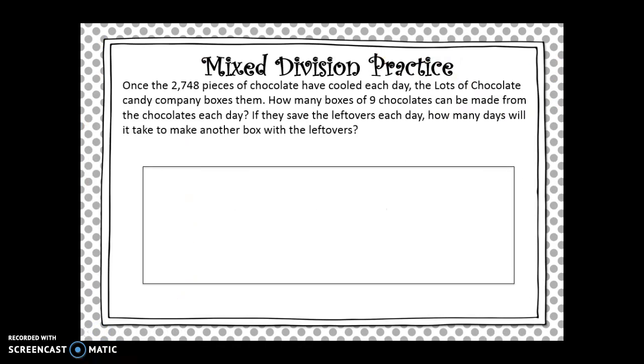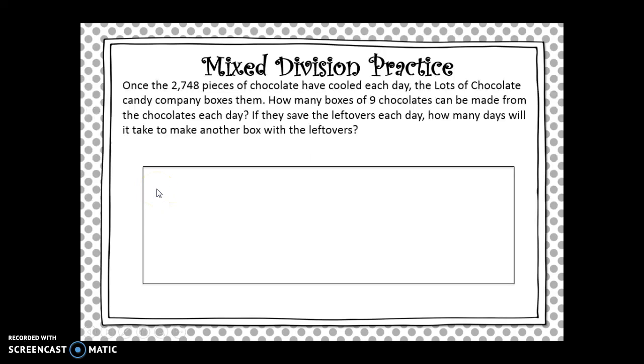The problem says, once there were 2,748 pieces of chocolate cooled each day, the Lots of Chocolate Candy Company boxes them. How many boxes of 9 chocolates can be made from the chocolates each day? If they save the leftovers each day, how many days will it take them to make another box with the leftovers? So first, I'm going to use the area model.